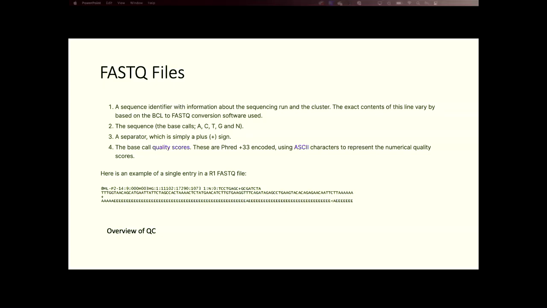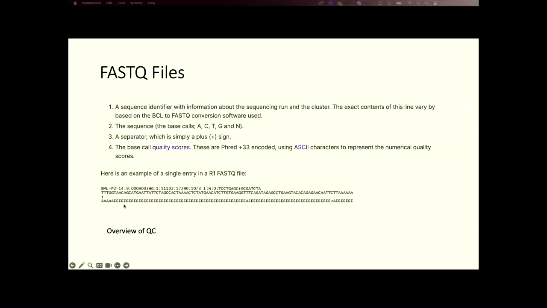But just to go over this really quickly, we normally have a metadata string. In a text file, for each read, we see groups of 4 lines, and these repeat themselves. The first one is a sequence identifier with information about the sequencing run, and the exact contents of this line vary based on what genome center you use. Number 2 is the actual sequence. Number 3 is a separator, just a plus line there for historical reasons.